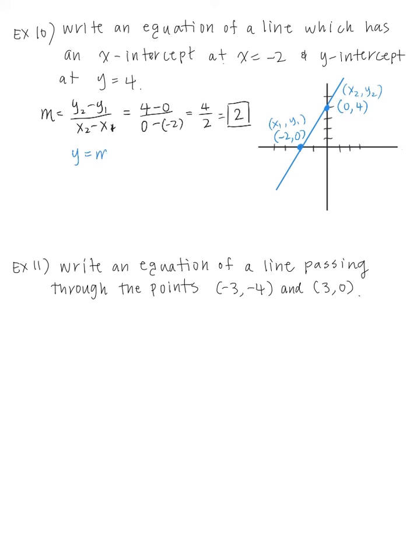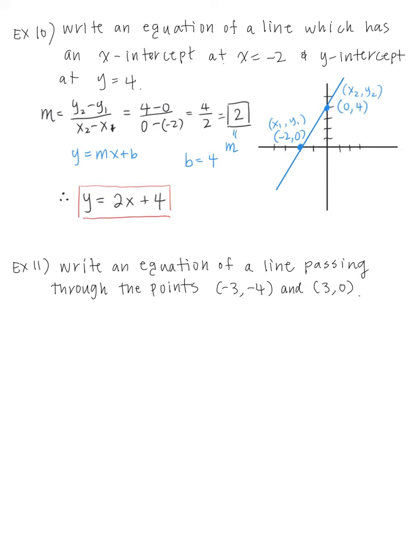So I have y equals mx plus b, and then I know that our m is 2, and the y-intercept, which is b, is 4. All right, so if I plug that in, we're going to have y equals 2x plus 4. And that's going to be our answer.